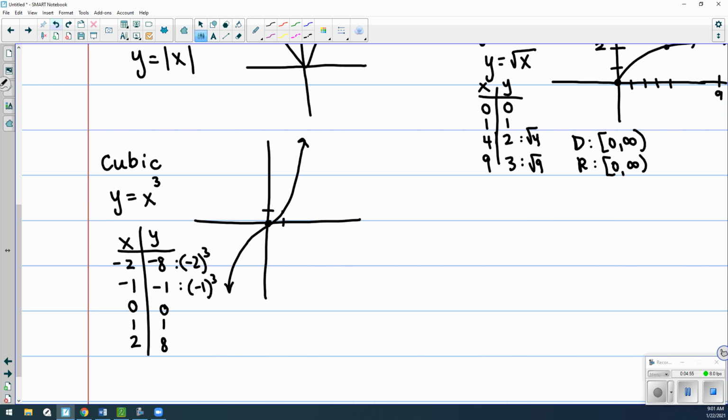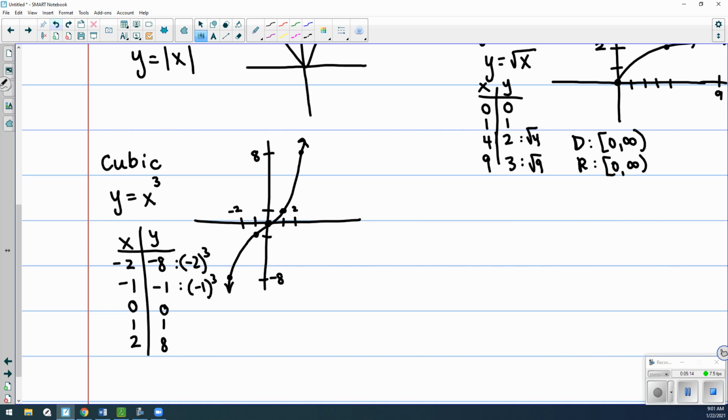Over 1, up 1 is right here. And then I'm going to say that this is over 2. We'll call this 8. Then come back -1, down 1, come back -2. This was +2. And then we'll go down. We'll say that this is -8 right about there. And that's the cubic function.